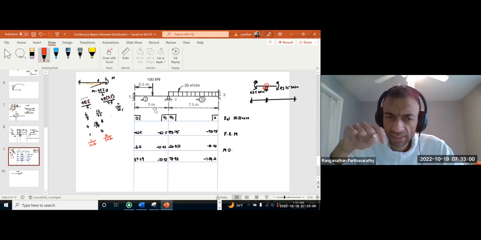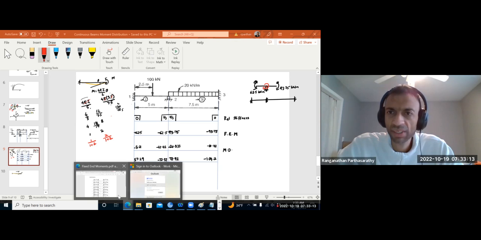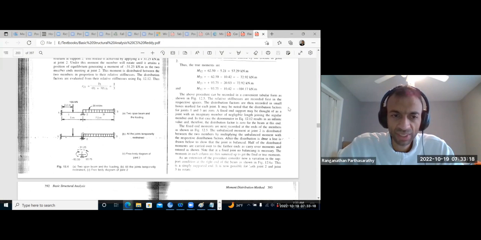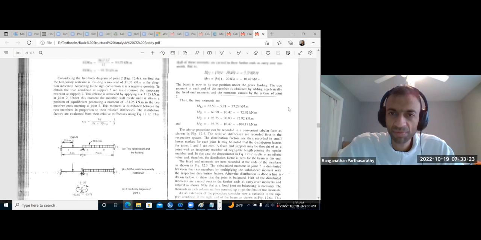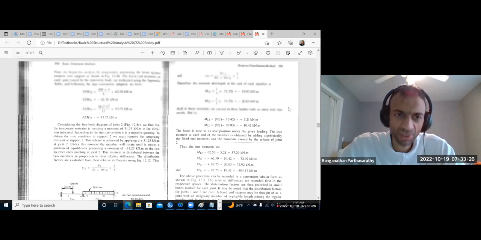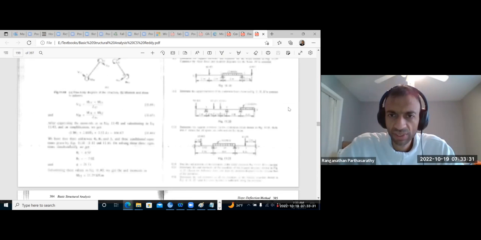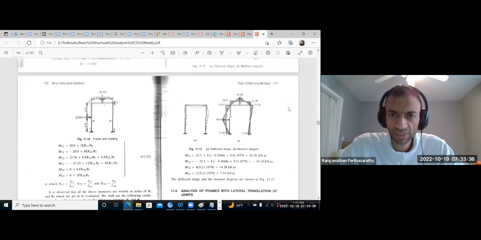And direction is at the support or at the joint, clockwise is positive. In different textbooks, it might be different, but this is a very good book for us. If you remember, I said it's a very, very old book, very small book, but very useful. So we are following his sign convention. Maybe in some books it might be a bit different, but mostly it should be same.